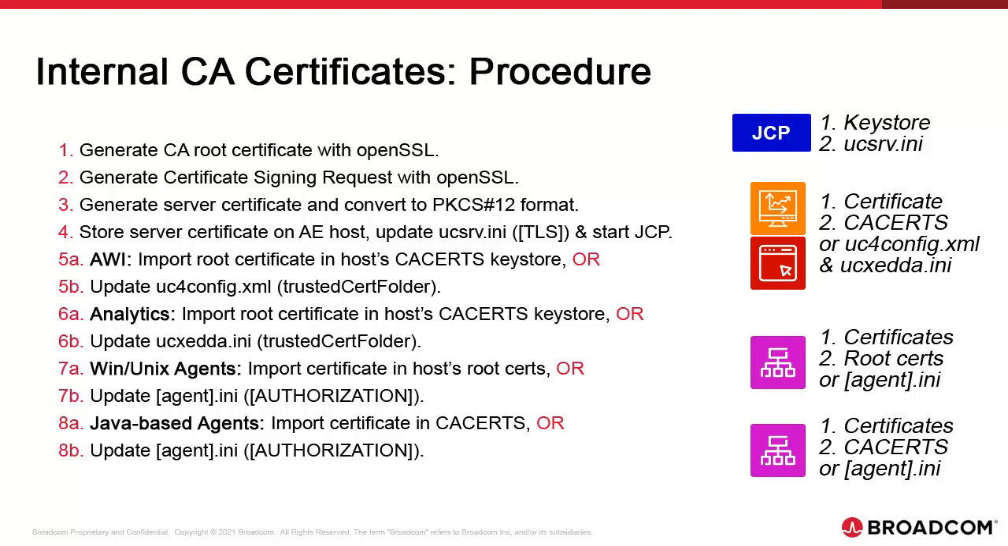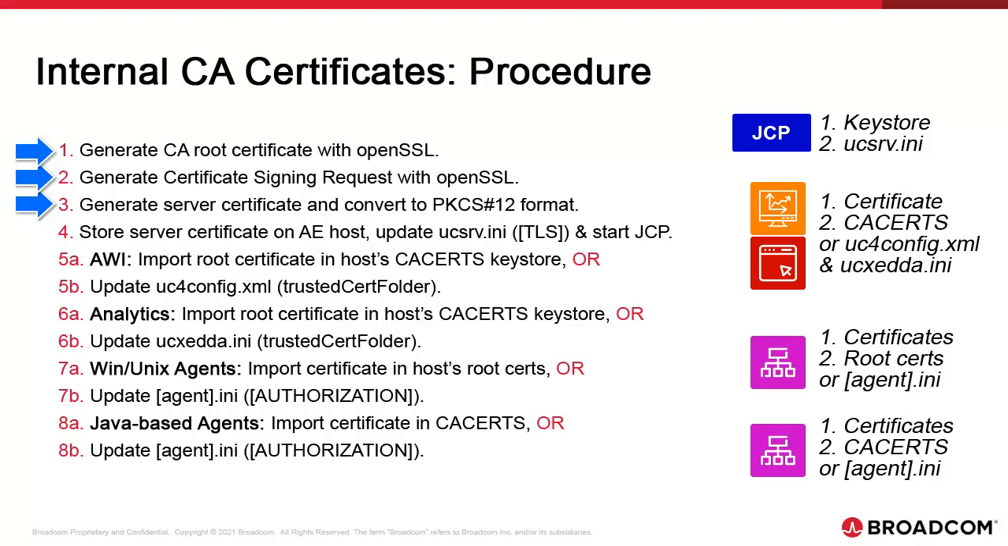This is the procedure for internal CA certificates. This time we'll use OpenSSL, which is also free and cross-platform. We generate a CA root certificate. The certificate is now the authoring mechanism. Then we generate a certificate signing request or CSR. We use the CA root certificate and the CSR to generate the server certificate, which we convert to the PKCS12 format, making it a key store. The rest of the procedure is the same as for self-signs.